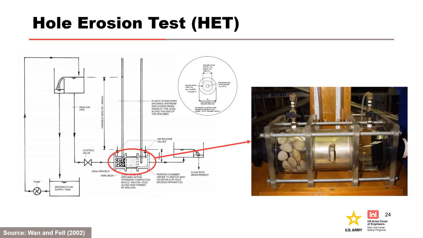The hole erosion test was developed by Wan and Fell at the University of New South Wales to be a faster and more economical alternative to the slot erosion test for concentrated leak erosion. In the hole erosion test, a cylindrical sample with a hole drilled through it is placed in an apparatus and water is passed through the sample. The enlargement of the hole and loss of soil can be measured under different conditions.